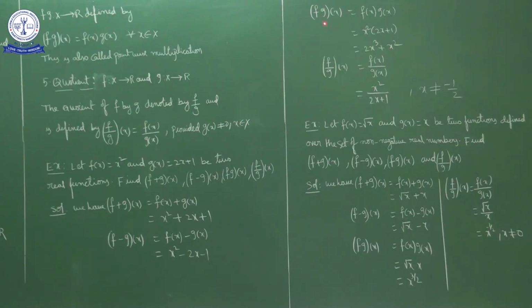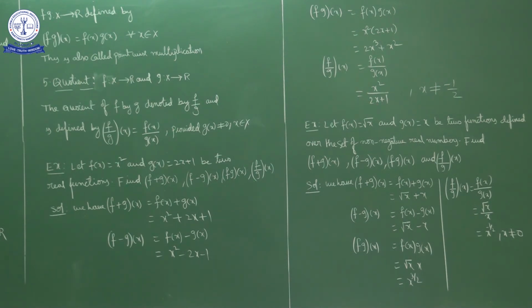Okay, fg of x, f into g of x is equal to f of x into g of x. What is f of x? f of x is x square, g of x is 2x plus 1. So multiply x square inside: 2x cube plus x square. Next, f by g of x is what? f of x upon g of x. What is f of x? x square, g of x is 2x plus 1.